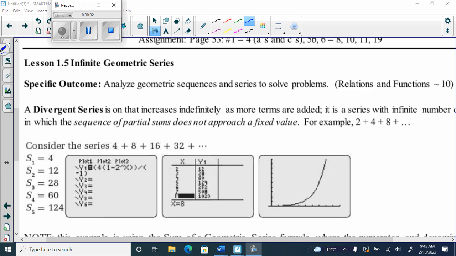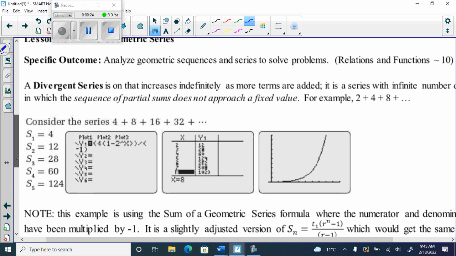Infinite geometric series means it keeps going on for life. So I don't ask you to find the sum of the first four terms, or the first 100 terms, or the first 1,000 terms. I ask you to find the sum of all the terms. Welcome to infinite geometric series.